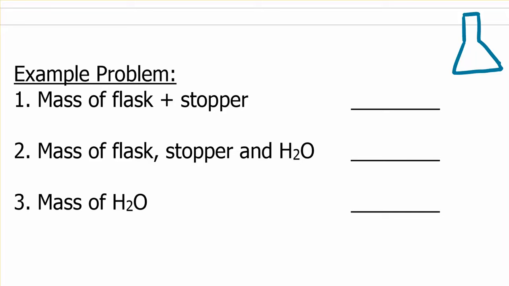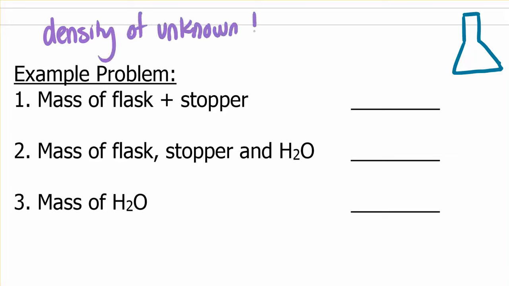Now we're going to look at how we're going to calculate the density of an unknown liquid. First, we need to determine the volume of our flask. So we're going to start by measuring an empty flask with its stopper.